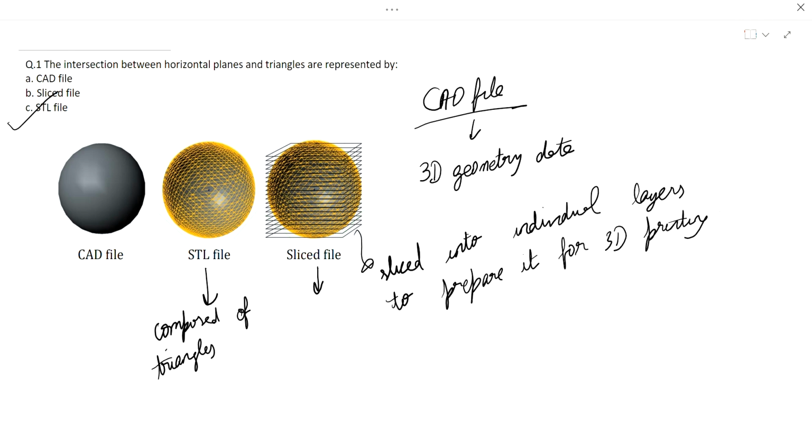So after that, while slicing, we prepare the file so that it can be read by the 3D printers and the files can be printed. So slicing is only relevant to 3D printing. It does not directly represent the intersection between horizontal planes and triangles in general 3D models.